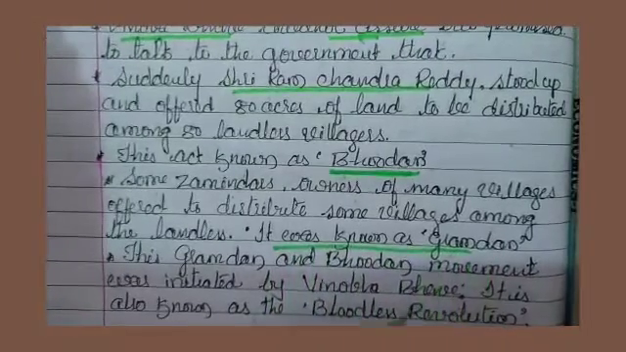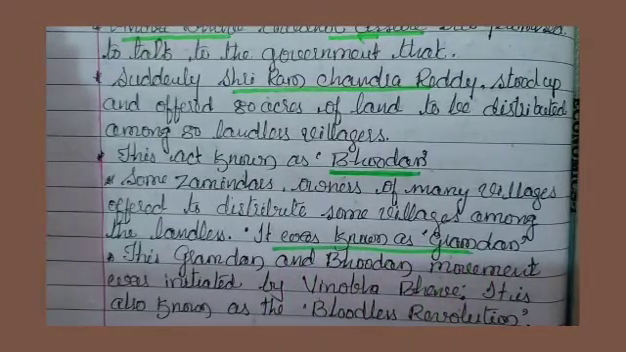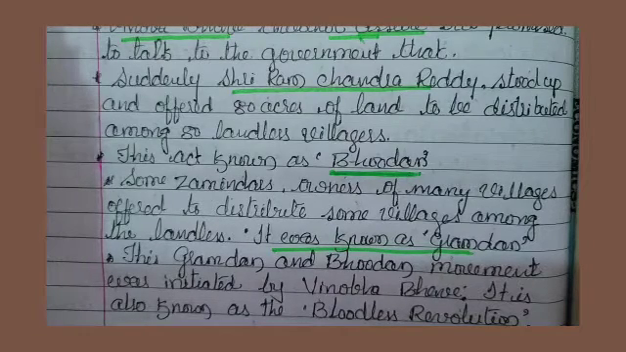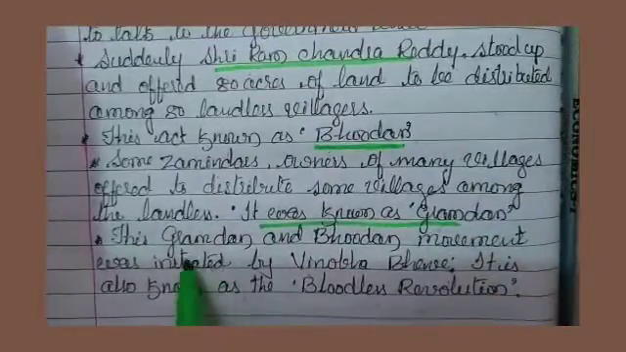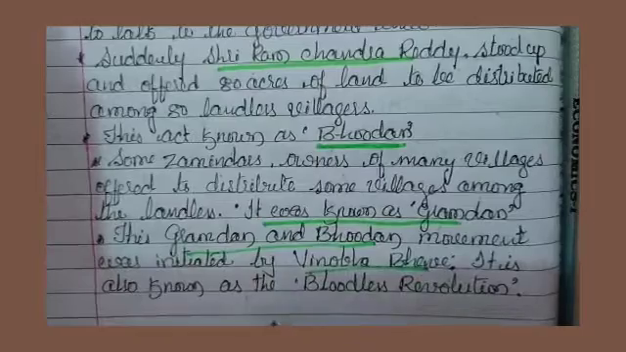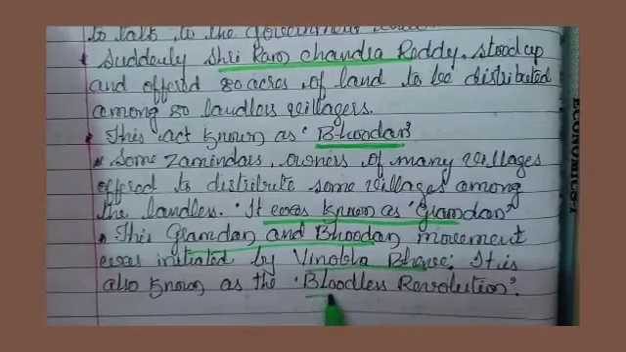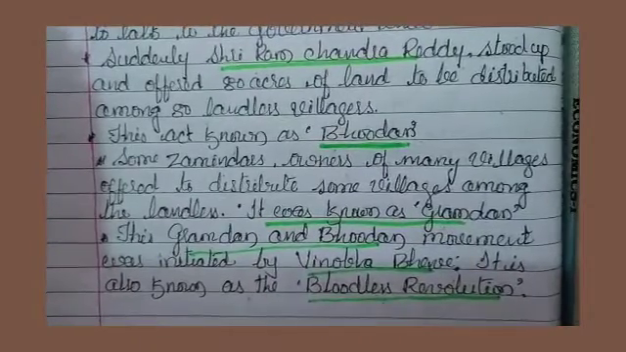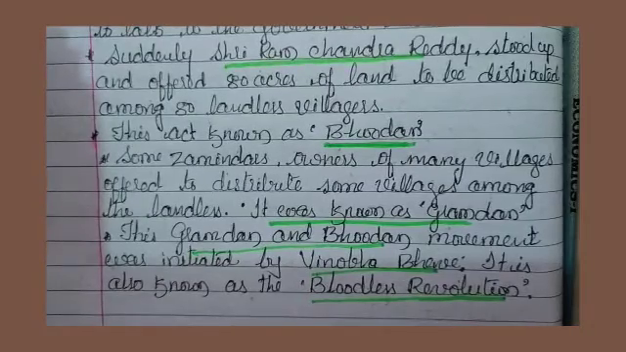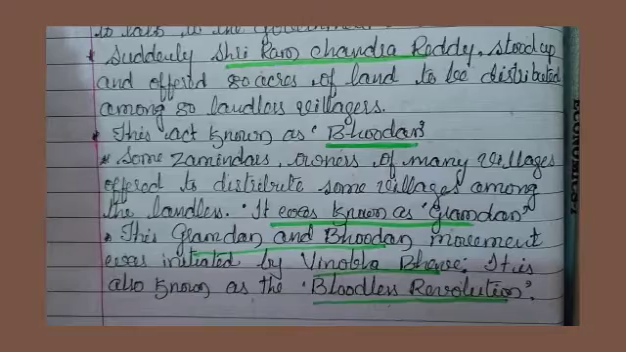So, what is Gramdan? It means some zamindars, owners of many villages, offered to distribute some villages among the landless. This Gramdan or Bhudan movement was initiated by Vinoba Bhave. It is known as the bloodless revolution. They may ask the question, what is a bloodless revolution? And at that time you have to write about Bhudan and Gramdan.